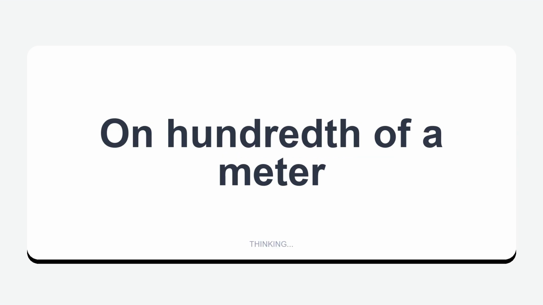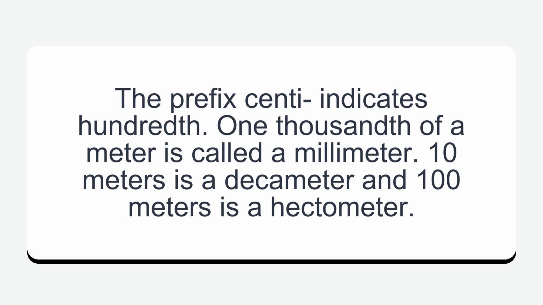One hundredth of a meter. The prefix centi indicates hundredth. 1,000th of a meter is called a millimeter. 10 meters is a decameter and 100 meters is a hectometer.